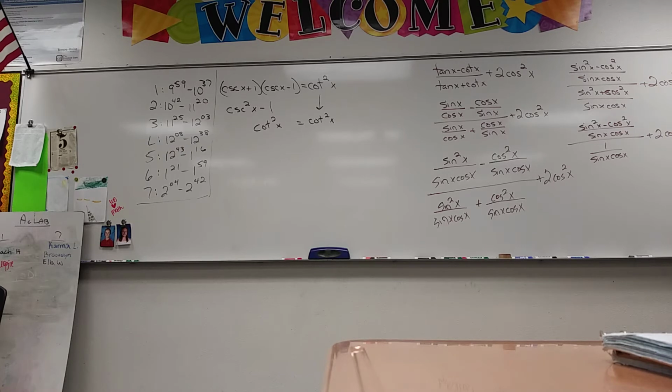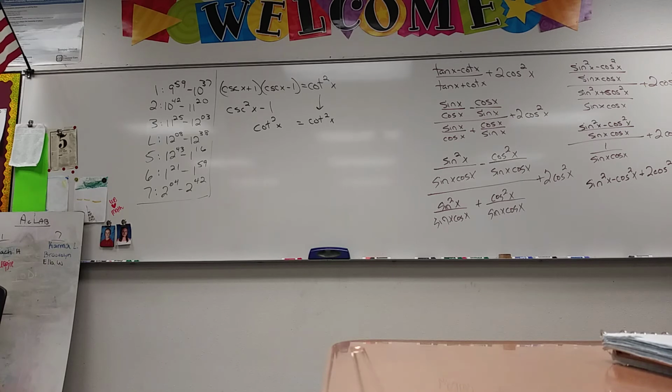Now you can cancel the denominators. The denominators are the same. If the denominators are the same, what happens? They cancel, they cross out. Remember, if it doesn't click, it would be this times the reciprocal of this. So sine of x cosine of x would be on the top, it would cancel with the bottom, and that would be done. So the denominators disappear, which now gives us sine squared of x minus cosine squared of x over 1, which is just sine squared of x minus cosine squared of x, plus 2 cosine squared of x.